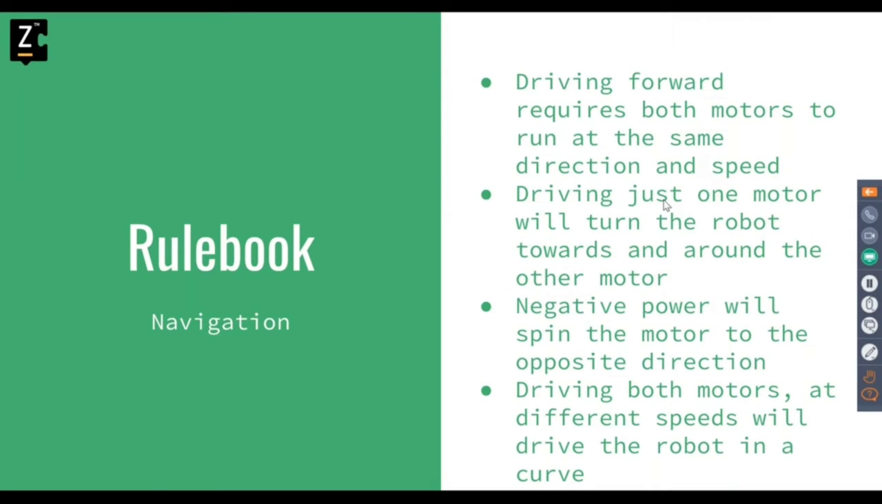Driving both motors at different speeds will drive the robot in a curve towards the slower motor. We can also add that the turn radius is in opposite correlation to the difference in speed between the two motors. So, the higher the difference, the smaller the turn radius. This is a great rule. We can now apply it to our navigation mission number 6.